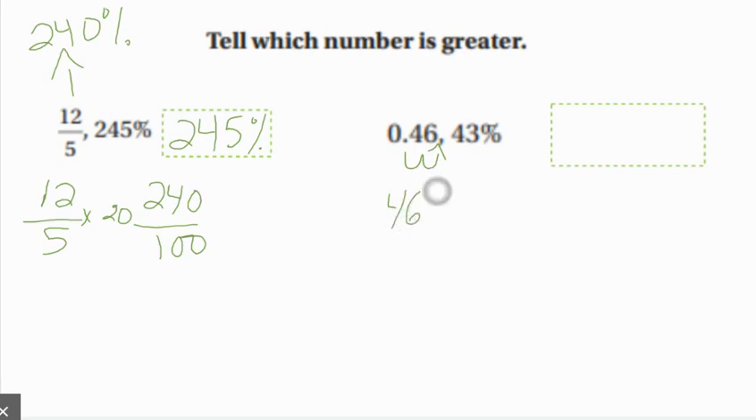For the next question, 4600ths, you move 2 places to the right. So it's 46%. So which is greater? 46% is actually greater, but we always go back to the original answer. So the original problem. So it's 4600ths.